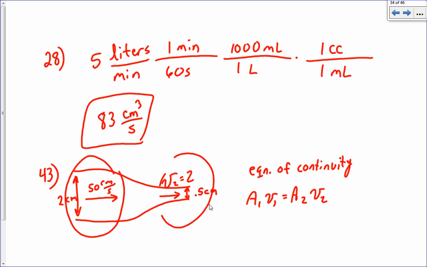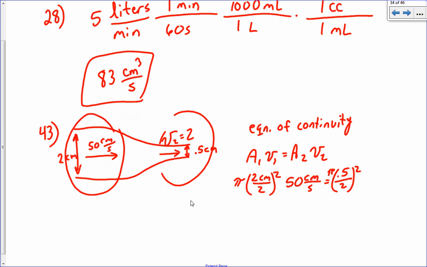All right, so here I have pi times 2 centimeters, that's the diameter, over 2 squared times V1, which is 50 centimeters per second, is equal to pi times 0.5 over 2 squared. That's pi r squared. The area is pi r squared. I have the diameter times V2, which is what I want to know. But notice here that it doesn't matter whether I use the diameter or the radius, because all these things cancel out. So I'm left with 2 squared times 50.